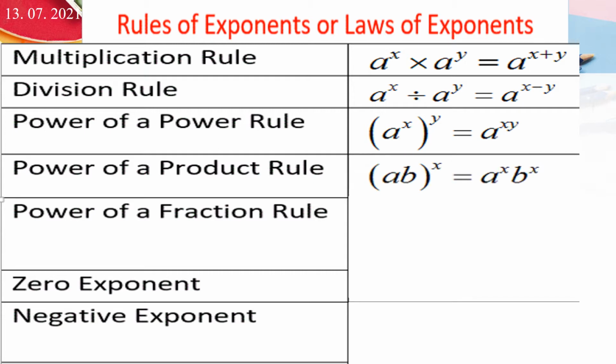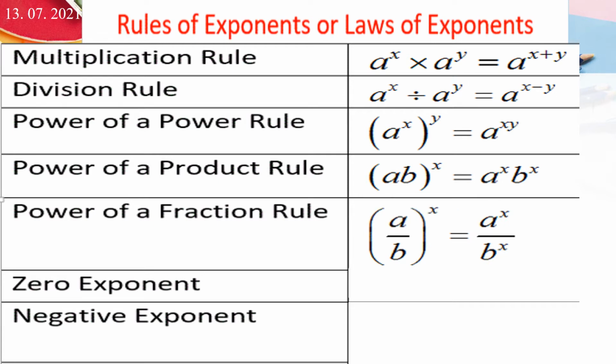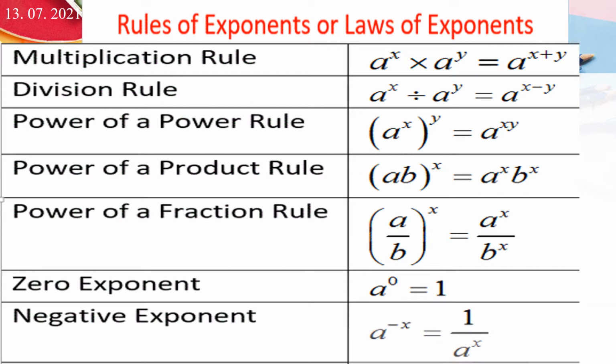Next, power of a product rule. In this case, ab whole power x is equal to a power x into b power x. Fifth rule is power of a fraction rule. Here, a by b whole power x is equal to a power x divided by b power x. Next rule is zero exponent. Here, a power 0 is equal to 1. Then the last rule is negative exponent. A power minus x is equal to 1 by a power x. These are the 7 rules.